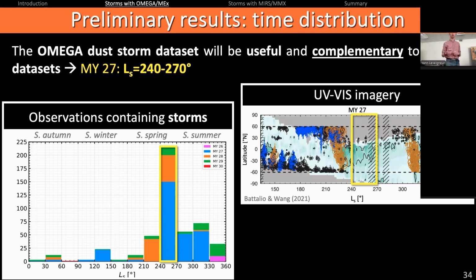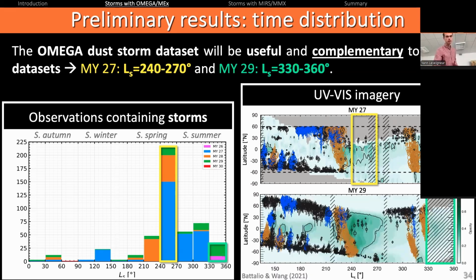So this is really promising, and I'm working actually on it. And these OMEGA detections are also complementary, because during some parts of the Martian year with the UV visible imagery, they cannot take images. So we can have some inputs about the dust storm detections, for example, during the end of the Martian year 2029. So OMEGA is kind of old data, but we have new inputs about the storm. So I think this is very nice.